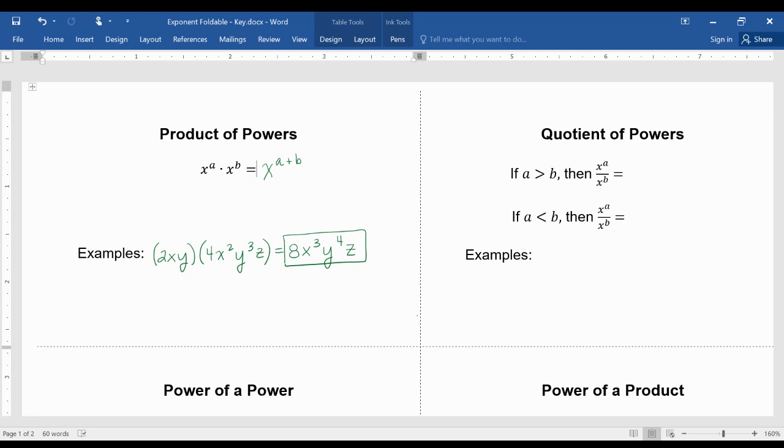Quotient of powers says that if the top exponent was larger, then we did x to the a minus b. In fact, we now can primarily use this one because if we get a negative integer, we know to fix that with negative exponents. But we could also still use this other one that says if the denominator exponent is larger, then we'll do 1 over x to the b minus a. So we have some choices there.